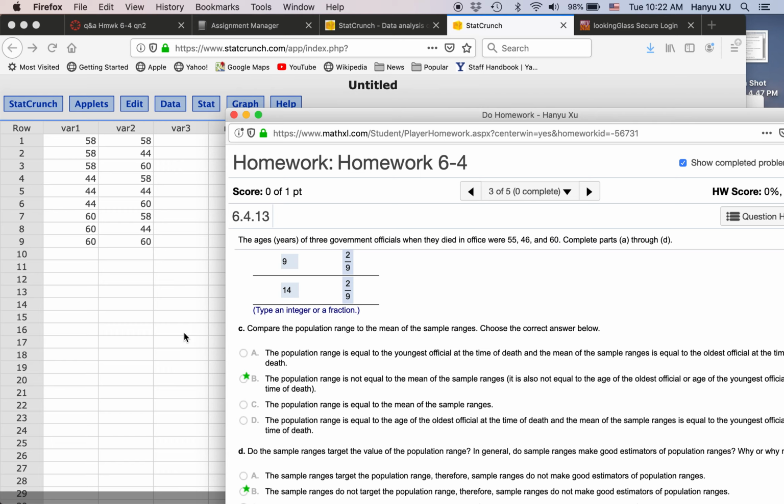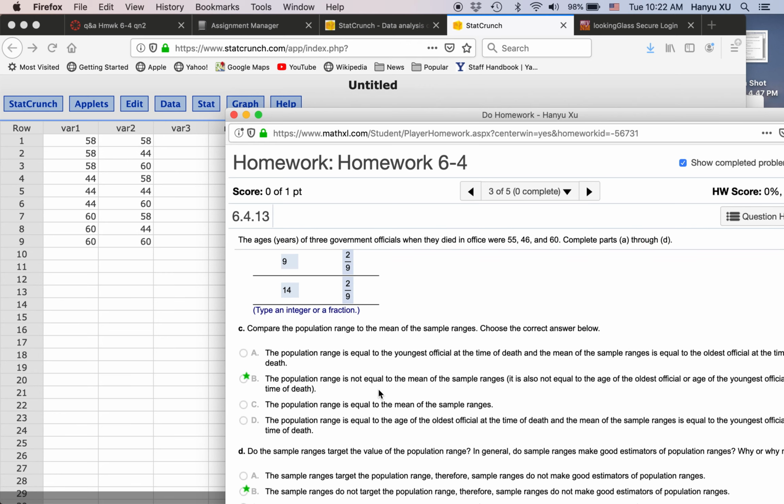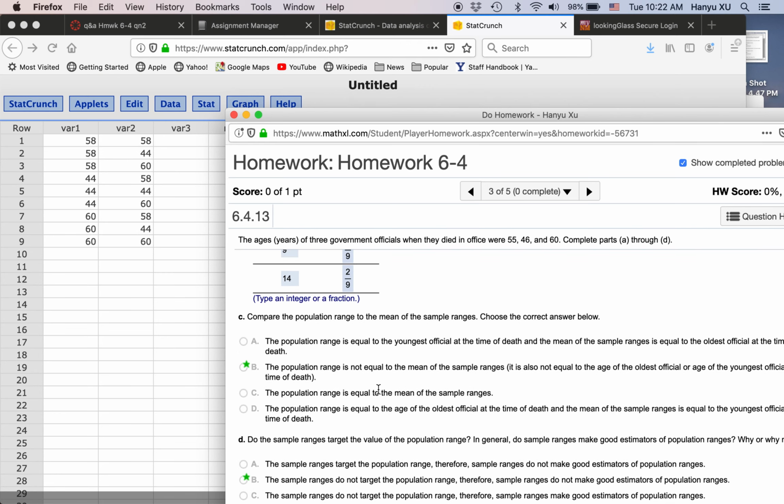How about the population range? You know the population is 55, 46, 60. So the range is the maximum minus the minimum, which is 14. 60 minus 46 is 14. So 14 is not equal to this 7.11, and you get the same conclusion. So does the sample range target the value of the population range? No, because you know the sample range is a biased estimator. So that means you need to choose B.